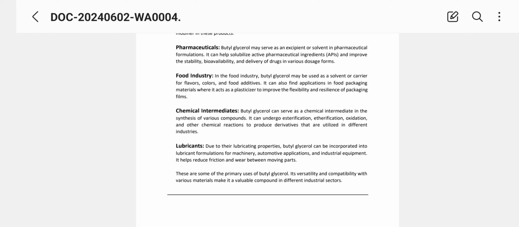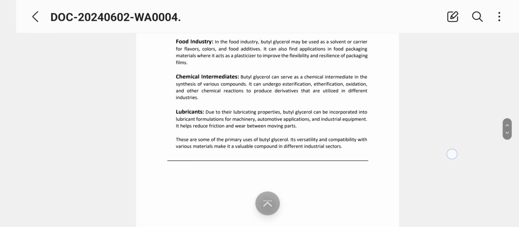Chemical intermediates. Butylglycerol can serve as a chemical intermediate in the synthesis of various compounds. It can undergo esterification, nitration, oxidation, and other chemical reactions to produce derivatives that are utilized in different industries. Lubricant. Due to its lubricating properties, butylglycerol can be incorporated into lubricant formulations for machinery, automotive applications, and industrial equipment. It helps reduce friction and wear between moving parts. These are some of the primary uses of butylglycerol. Its versatility and compatibility with various materials make it a valuable compound in different industrial sectors.